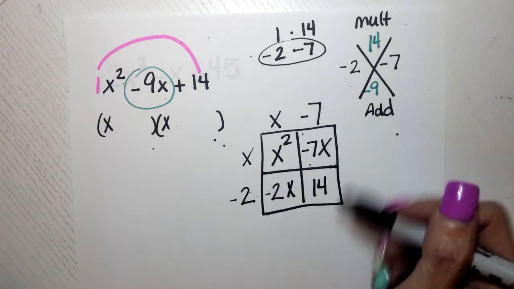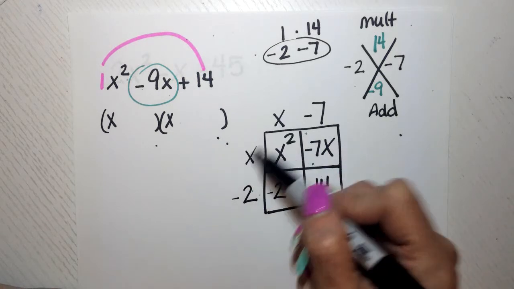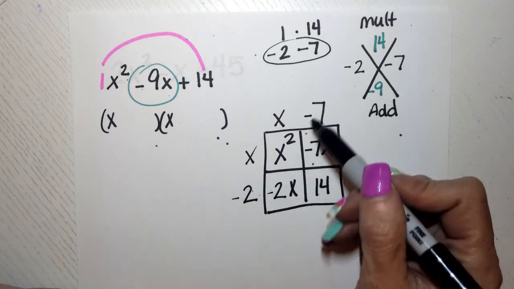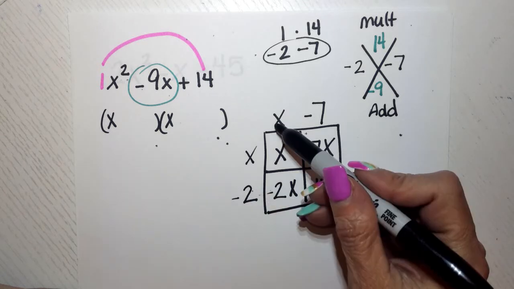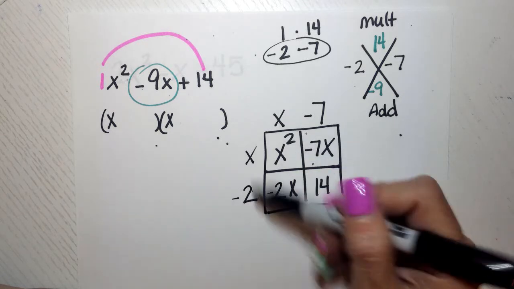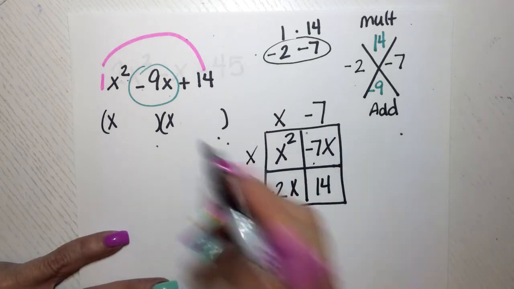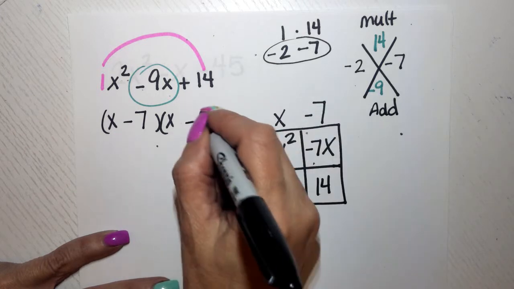Okay, so let's double check all our multiplying. x times x is x squared. x times negative 7 is negative 7x. Negative 2 times negative 7 is positive 14. Negative 2 times x is negative 2x. Okay, so that all worked. So what do we get? x minus 7 on top, x minus 2 on bottom.